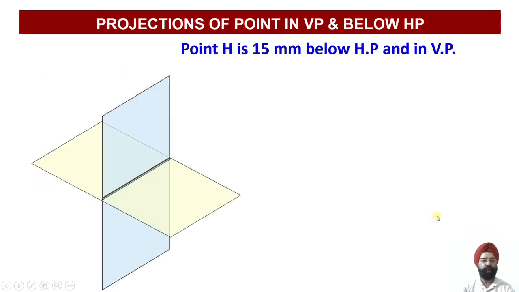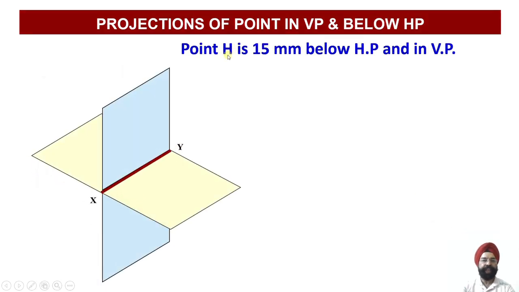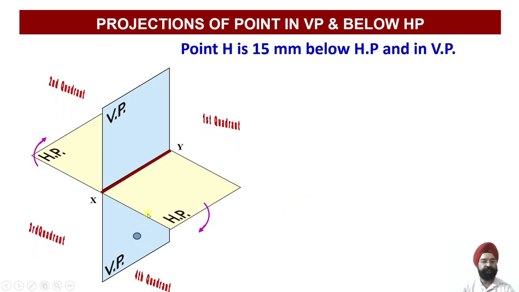So next we move on to the projections of the point H, which is 15 mm below HP and it lies in VP. So just see, this lies in VP, but it lies 15 mm below my horizontal plane. So now let us locate this point. Let us work out the physical location. So this is my physical location of the point, 15 mm below the horizontal plane and it lies on the vertical plane.